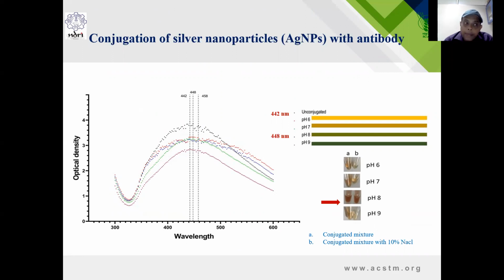We prefer passive conjugation here because in passive conjugation we require less antibody and it is more stable compared to the active conjugation. So we have standardized this passive conjugation method with a defined titration buffer, and we have seen that after addition of 10% sodium chloride to the conjugated mixture, the color remains similar. So we have chosen the pH that is better here, where we got the red shifting of the spectrum from 442 nanometer to 448 nanometer.